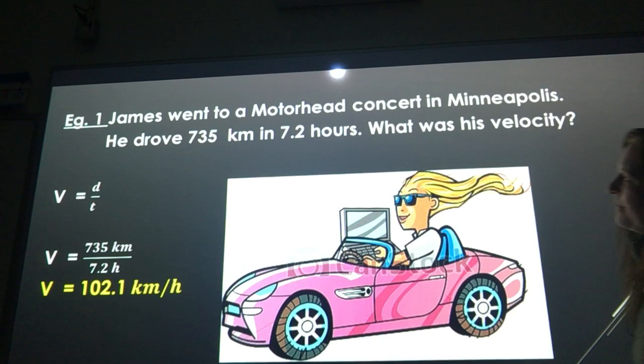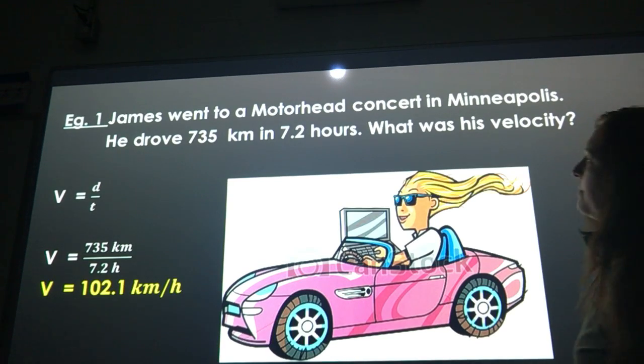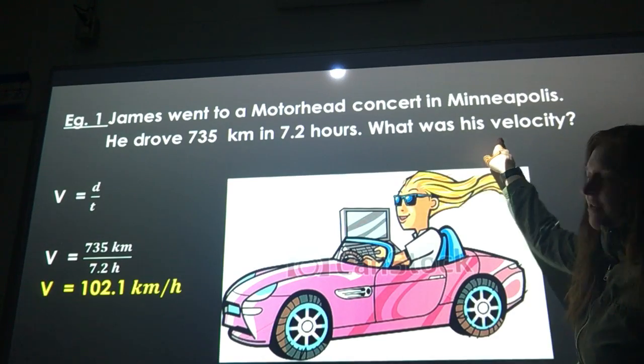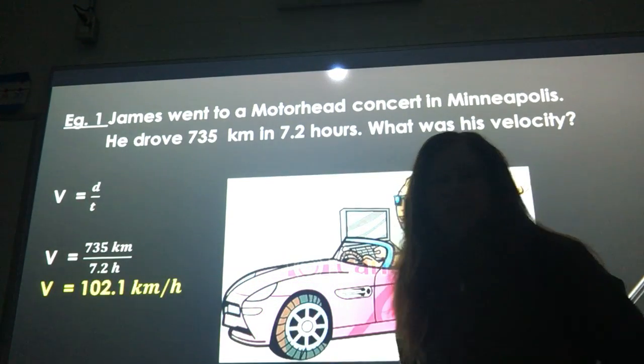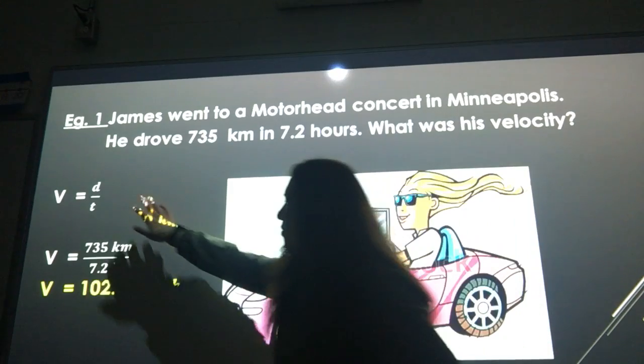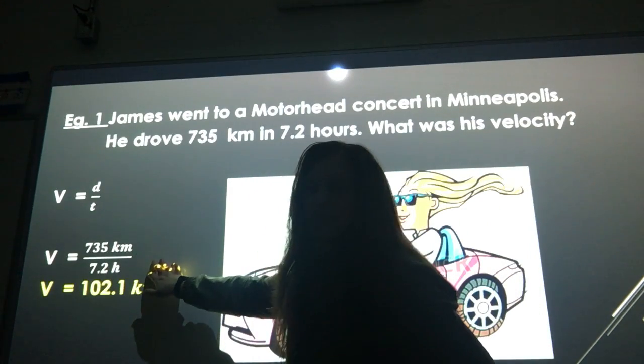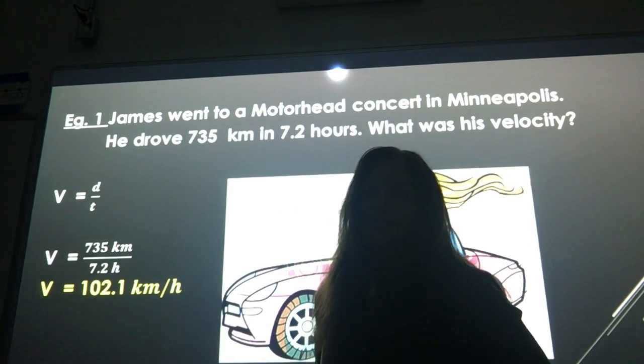So example 1, James went to a Motorhead concert in Minneapolis. He drove 735 kilometers in 7.2 hours. What was his velocity? So step 1, what are we solving for? Velocity. So when you're setting these problems up, there's 3 steps I'd like to see. 1 is the formula, the 2nd, insert the values, and the 3rd, the final answer.